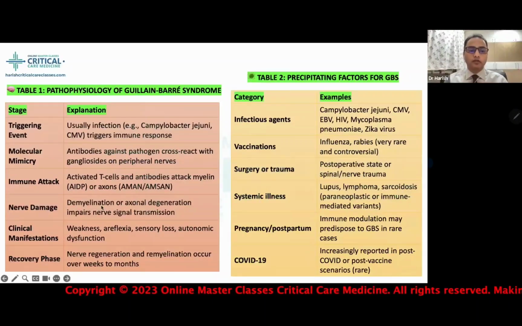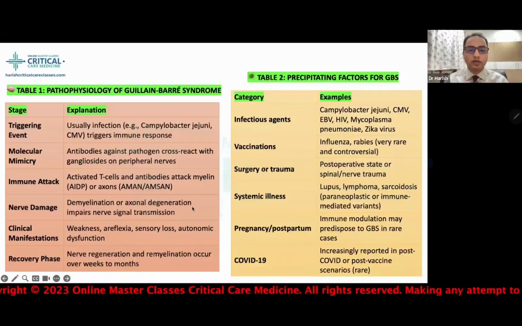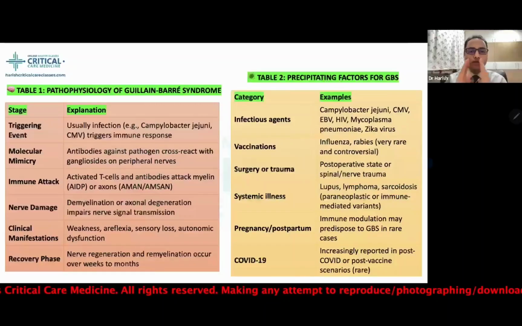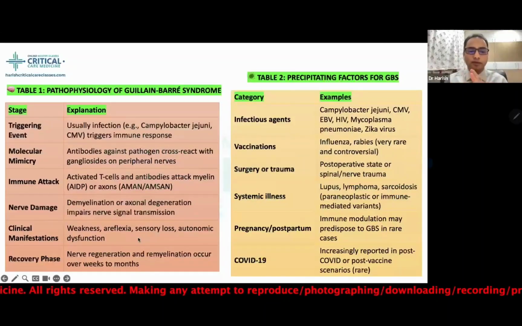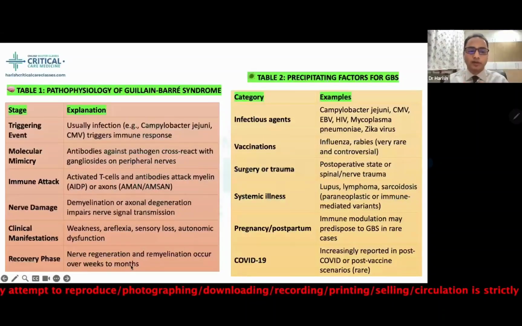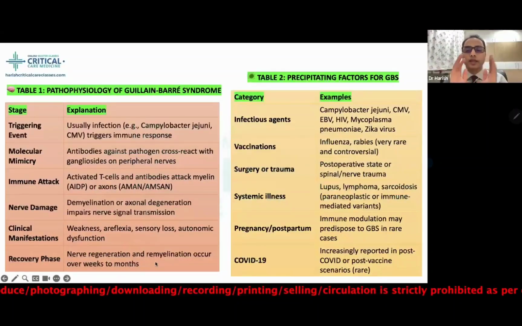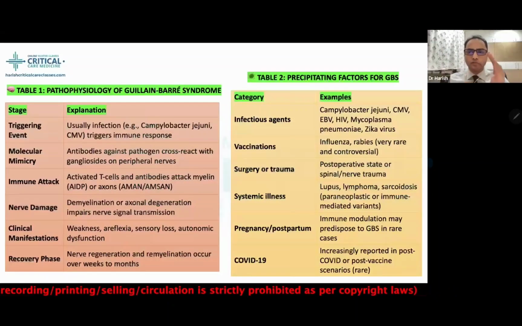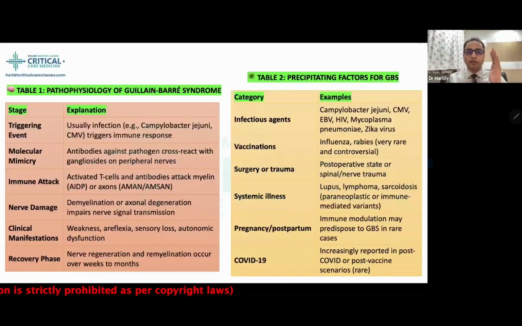Nerve damage, demyelination or axonal degeneration, will be there, which impairs nerve signal transmission. That leads to the clinical manifestations of weakness, areflexia, sensory loss and autonomic dysfunction. In the recovery phase, nerve regeneration and remyelination happen, which takes weeks to months. This is a simple understanding of molecular mimicry, the T cell mediated, antibody mediated attack at the myelin or maybe at the axon, depending upon the subtype.